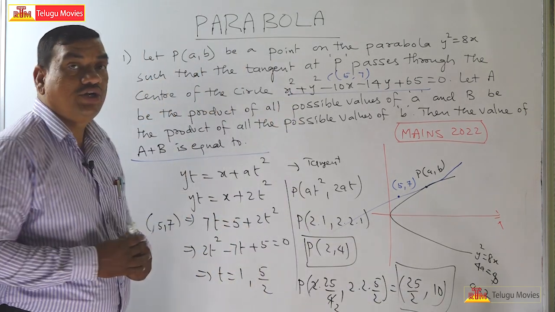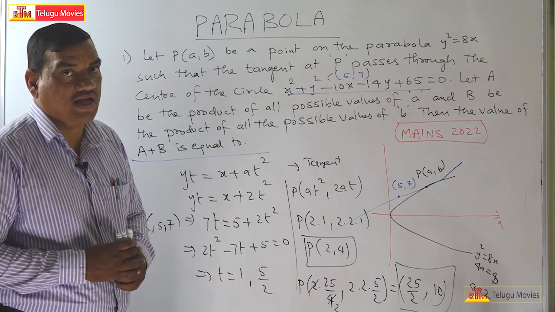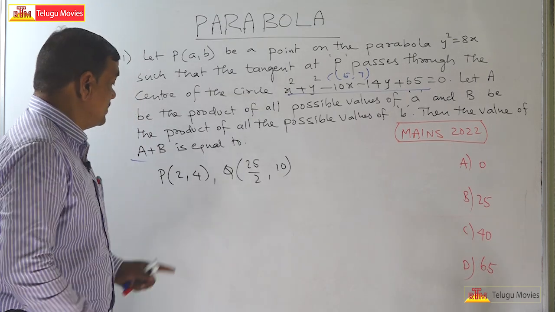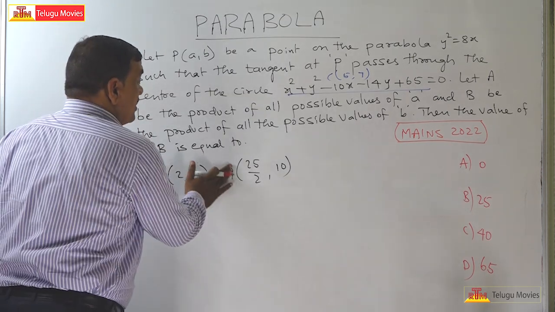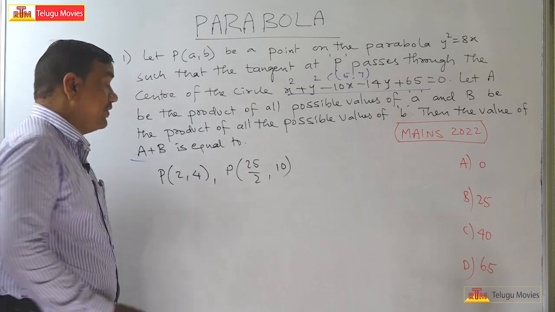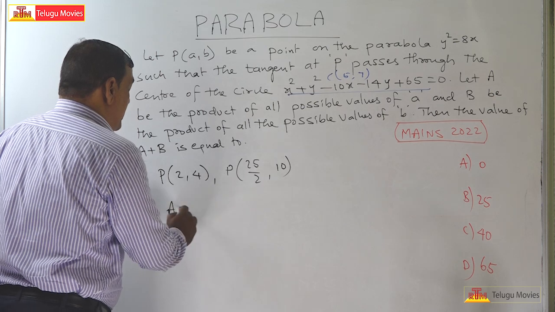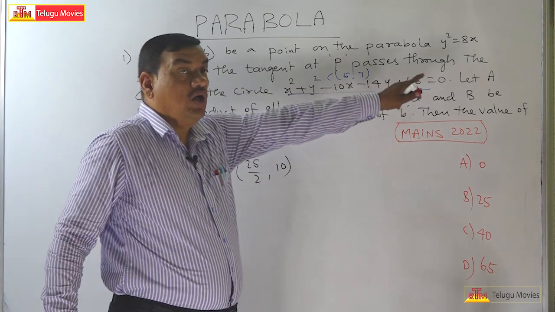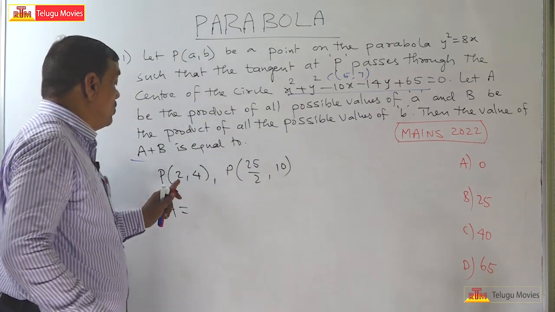Now let us continue the class. Here the P coordinates are given as (2, 4) and (25 by 2, 10). It is given that A is the product of all possible values of a.